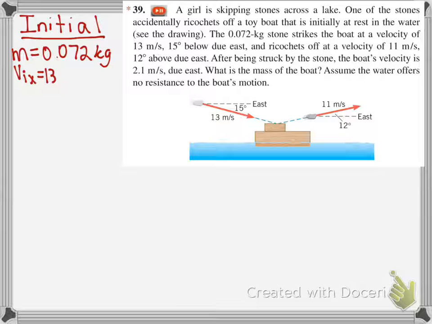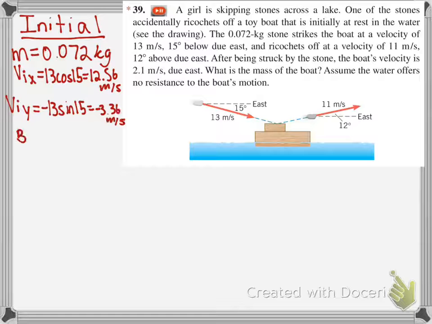So the initial x component velocity is going to be 13 cosine 15, which is going to give you 12.56 meters per second. Now we're going to do the same thing for the initial y velocity of the rock, which is going to be negative 13 sine 15. Again, negative because it's going in a negative direction, going down, of course. And we're going to get negative 3.36 meters per second.